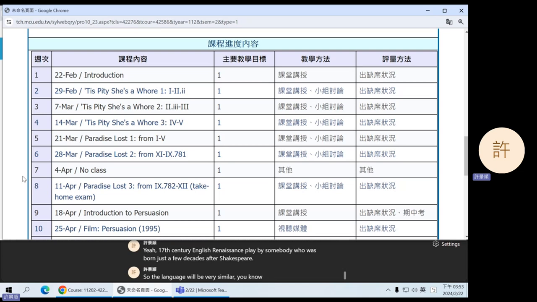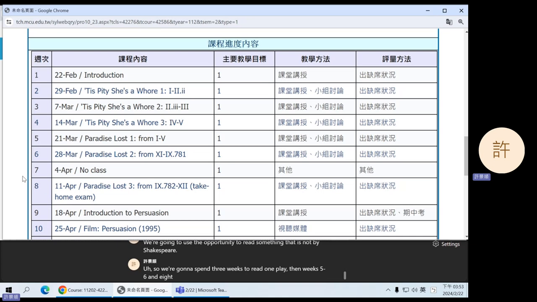You know, for a course called British Important Writers' Works, I should be teaching Shakespeare. He's like the most important British writer. But, you know, I'm already teaching another Shakespeare class. If you want to learn about Shakespeare, you can take that class. Here, we're going to use the opportunity to read something that is not by Shakespeare. So we're going to spend 3 weeks to read one play. Then weeks 5, 6, and 8 is something else entirely.